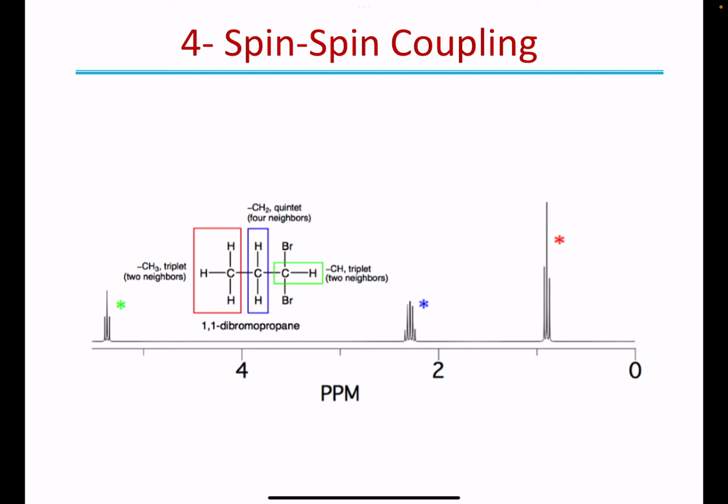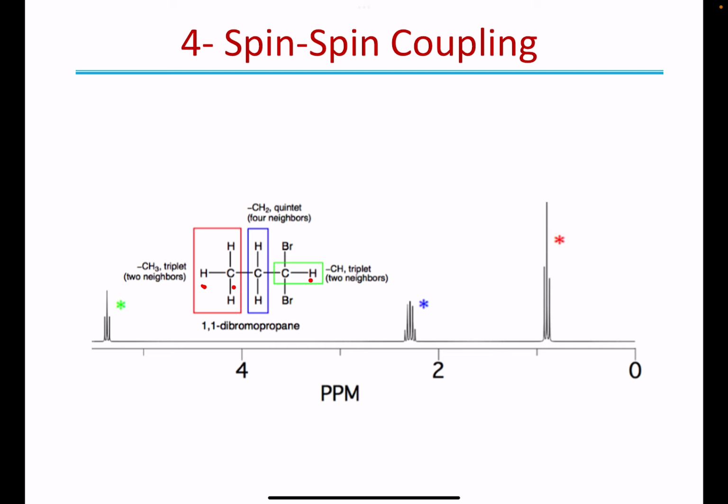An example of a molecule and what we need to look for in the spin-spin coupling. So if you have a molecule like this one, 1,2-dibromopropane, we expect to see three different signals: one for the CH3, one for the two protons on the CH2, and one for the hydrogen on the carbon number one, which has two bromine atoms.